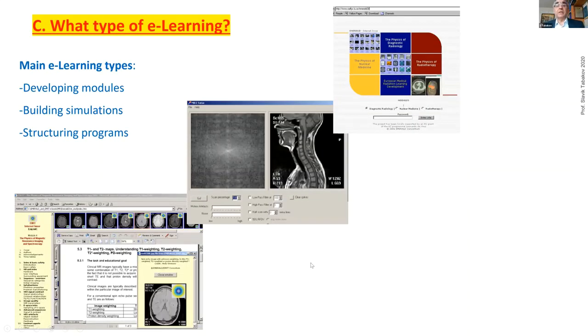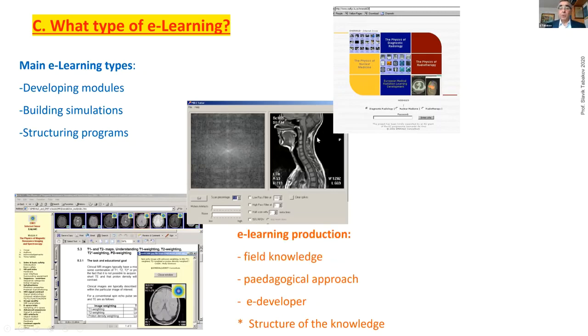The next question is, what type of e-learning? There are three main types of e-learning: developing modules, what we discussed until now, building simulations, and structuring a whole program. Now, developing modules, we saw, is difficult, but building simulations is even more difficult, and structuring programs is the most difficult thing. Anytime we're doing this, we have to have not only the knowledge in our field, let's say nuclear medicine, but also a pedagogical approach, and also some good knowledge about the e-learning development itself.